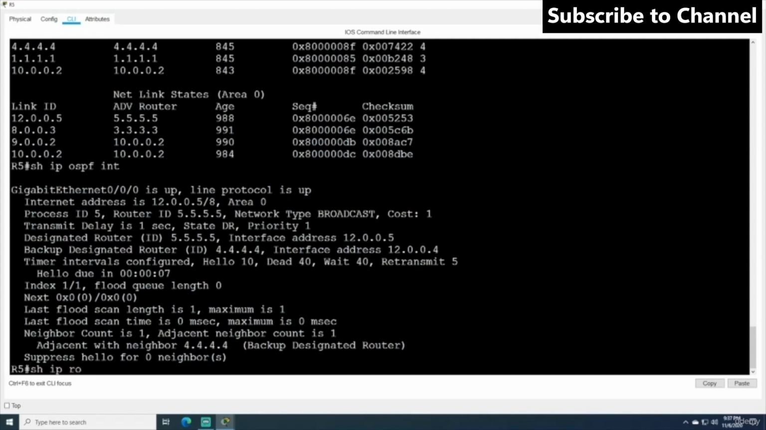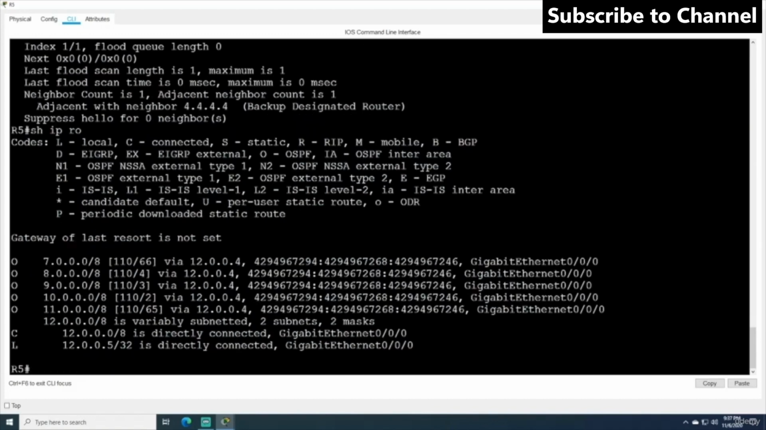This is the vanilla routing table for router 5. And we can see that now router 5 has learned all of these new routes to these networks, and we can see that it learned them via OSPF because the letter O is the code for OSPF.